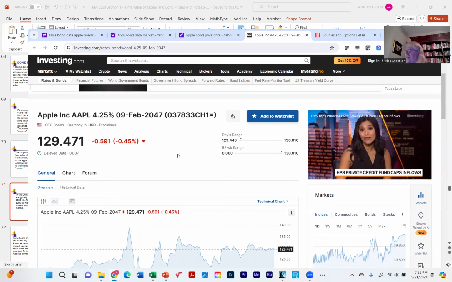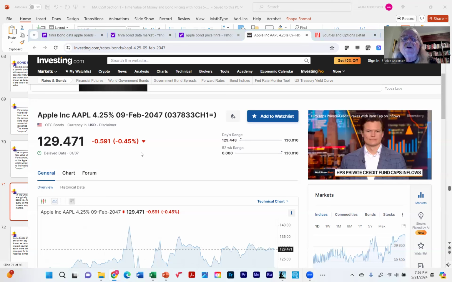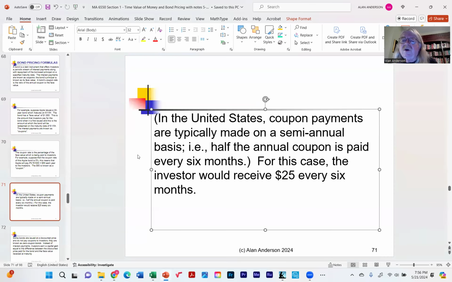Anyway, what we're going to do here is try to understand how and why bond prices are different than the original face value once they've been issued. We're going to understand how bonds are priced in the market, and we're going to see that it's related directly to the time value of money.